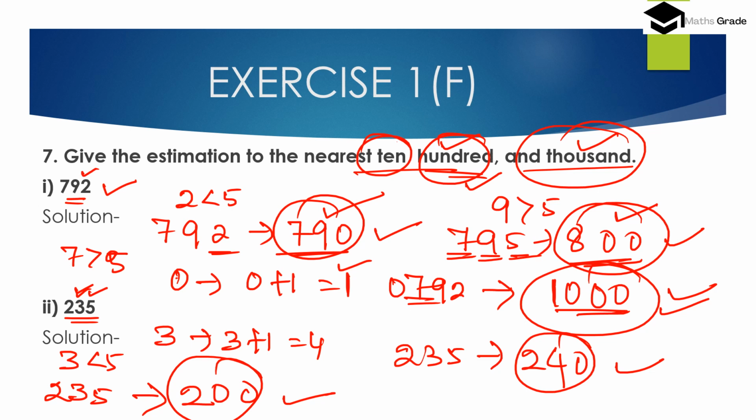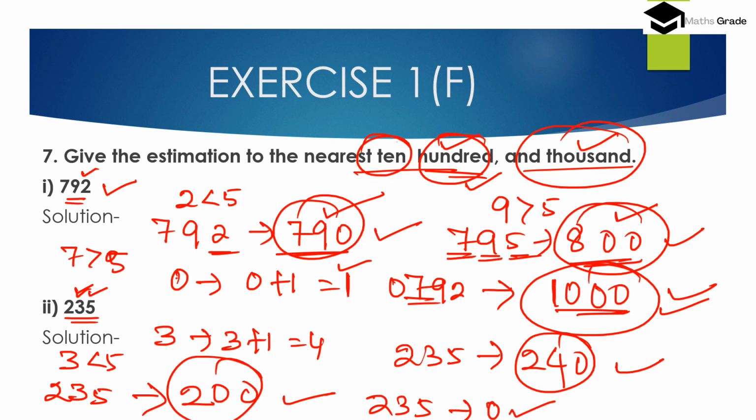Now we have to round off this number 235 to the nearest 1000. Here 100 place value digit is 2, which is less than 5. So don't add 1 to the 1000 place value digit. 235 rounded off to the nearest 1000 will be 0.